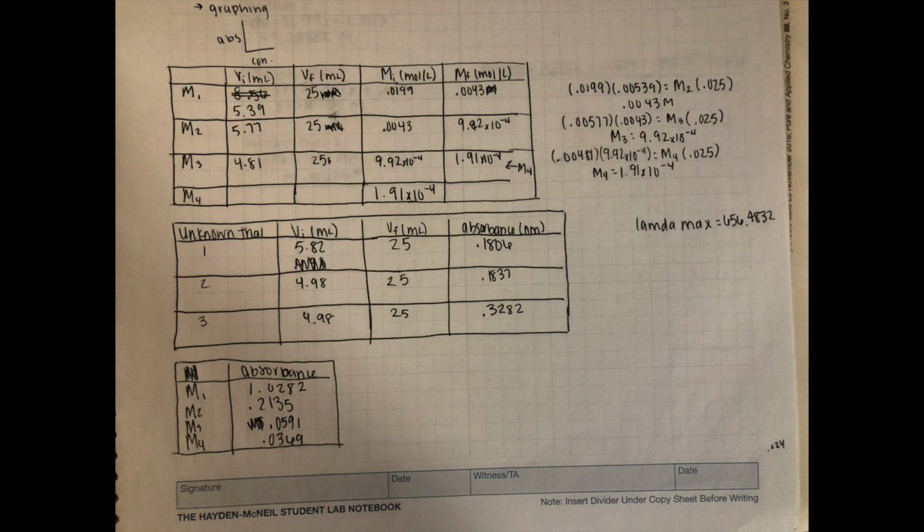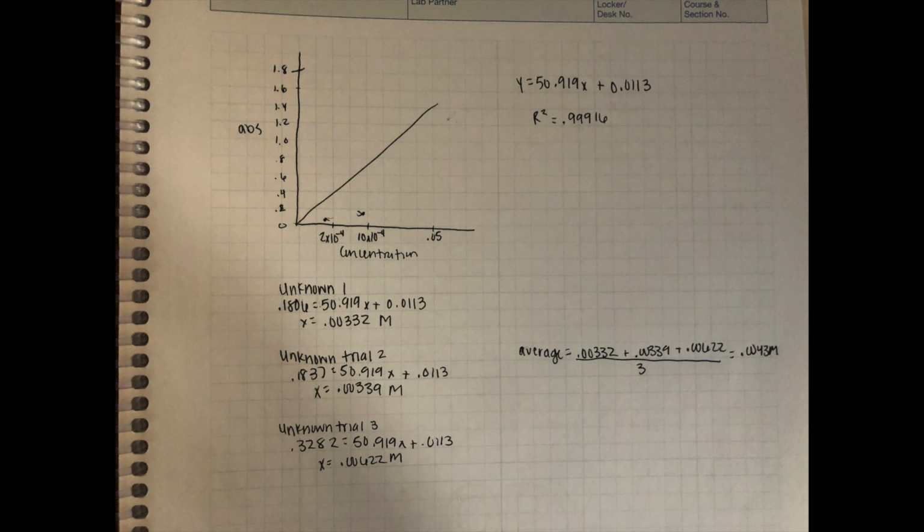Based on the equation, if you were to not zero a blank in the spectrometer before obtaining your data, then the absorption values would be incorrect, leading to an incorrect concentration. Here you can see the concentration of our dilutions and our unknown solutions. And then using a linear regression, we found the concentration of our unknown solution.